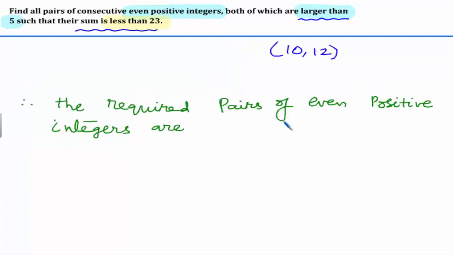Now the required pairs of even positive integers are 6, 8 is one pair, and 8, 10 is the second pair, and 10, 12 is the final pair.